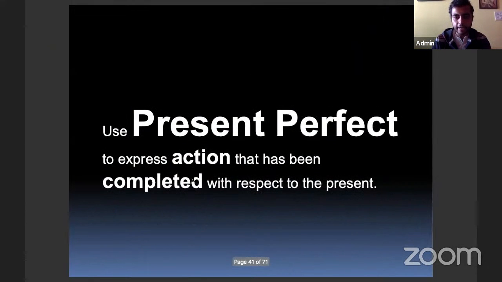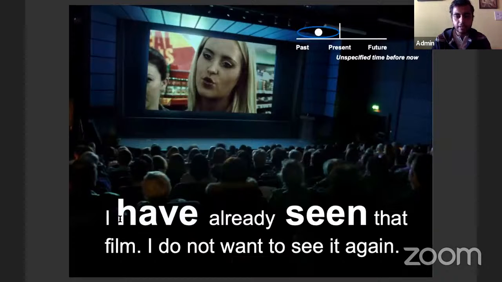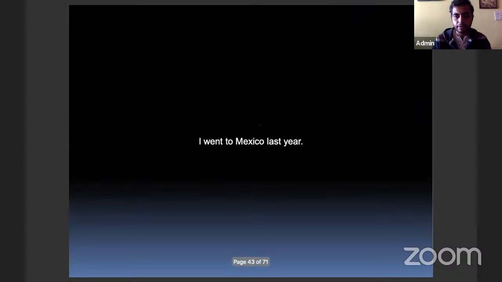This is something that happened, completed. You completed the action of seeing that film, Race 3, in the past. So you use present perfect. I have seen that film, already seen that film. I do not want to see it again. And here the time is unspecified time before the present, so time does not matter, but you use present perfect here. Now, I went to Mexico last year.